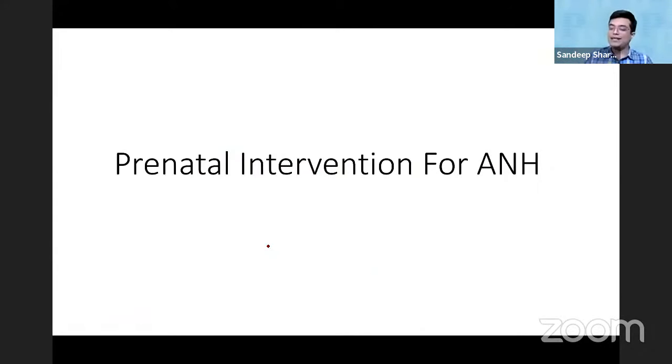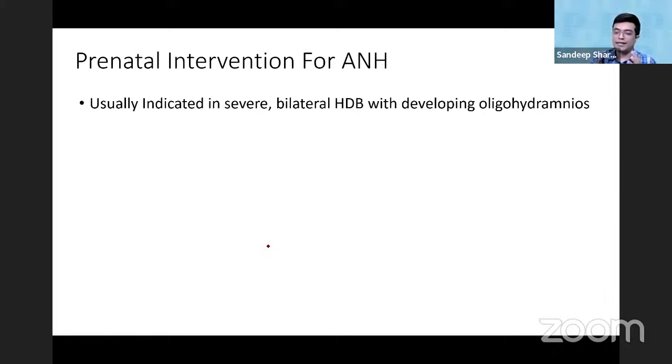Now, what are the prenatal interventions for ANH that you are going to do? Prenatal interventions are not very common. For antenatal hydronephrosis, we usually do not intervene unless we feel that it is a severe form and there are going to be lasting changes. Practically, it is indicated where there is bilateral hydronephrosis with oligohydramnios. So remember, in oligo patients we may prenatally intervene. Otherwise, we don't intervene normally.